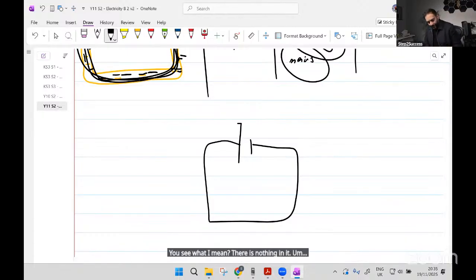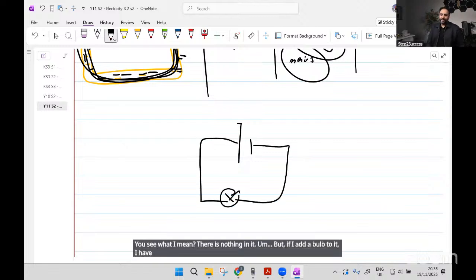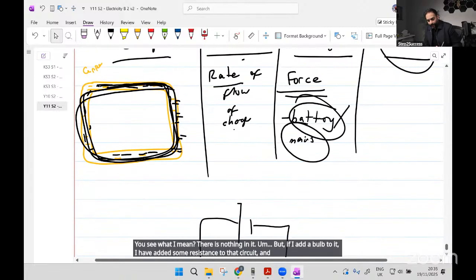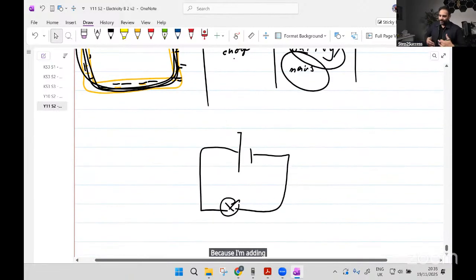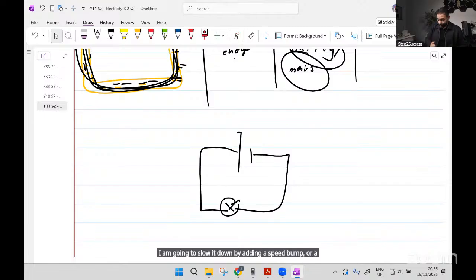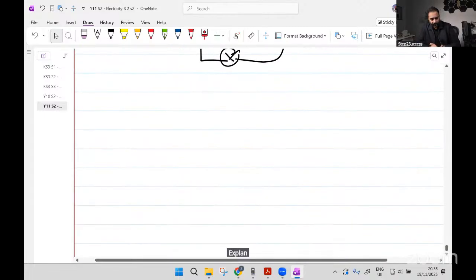But if I add a bulb to it, I have added some resistance to that circuit, and that's going to slow down or reduce my current a little bit, because I'm adding like a speed bump in the circuit. The current is how fast it's flowing around. I am going to slow it down by adding a speed bump or a resistance in the circuit. Right. That's just a brief explanation of the differences between those things.